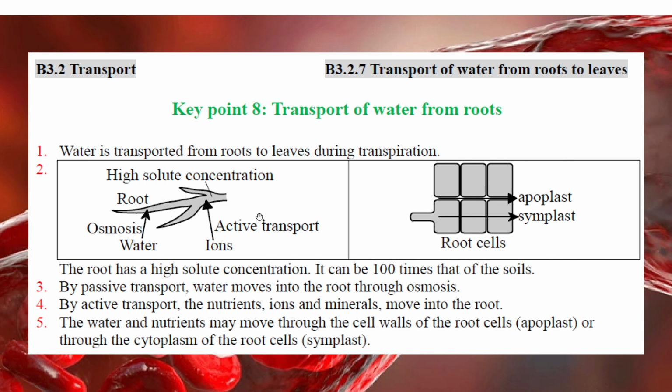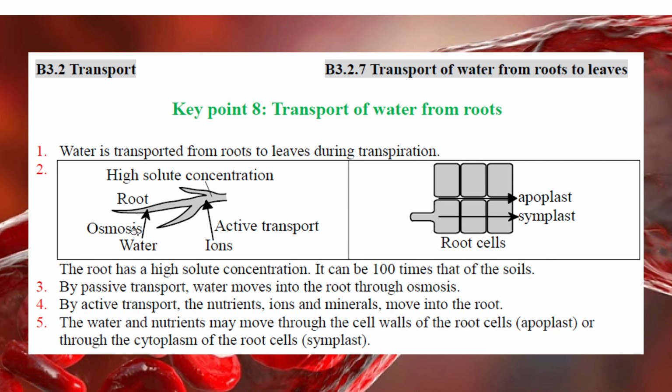One is by osmosis. They have some special trick. The roots have a high solute concentration, it can be 100 times that of the soil. So it means that the soil has a lower solute concentration, and by osmosis, the water will go from the surrounding soil to the roots naturally. No energy is needed. It is a passive transport. And then how about the active transport? How can the roots absorb nutrient, ions, and minerals to maintain this 100 times higher concentration? They need energy. We call it active transport.